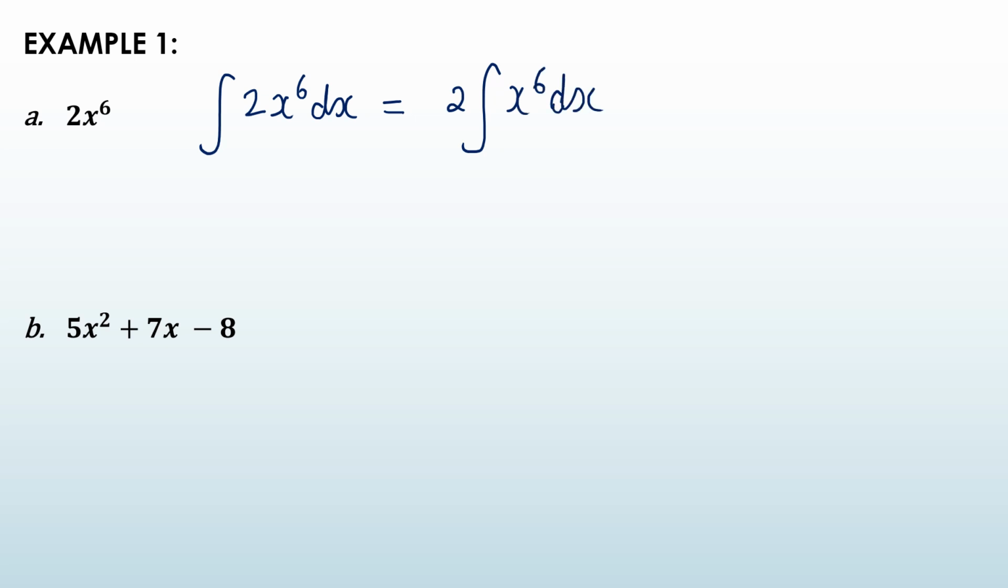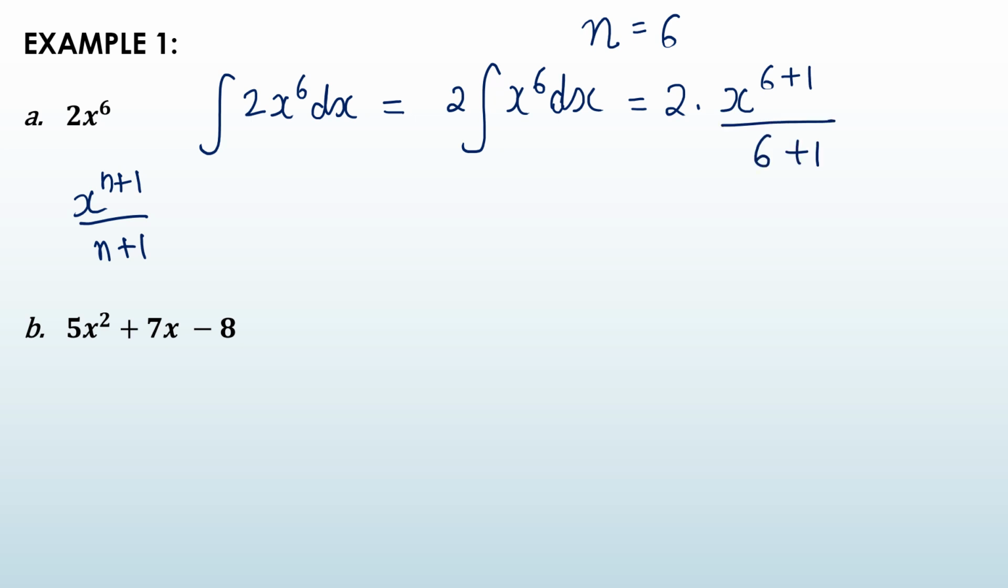And then, understanding that the n here is 6, we apply that formula, x to the power n plus 1 over n plus 1. So that gives us 2 times x to the power 6 plus 1 over 6 plus 1 plus the constant of integration. Now I simplify it: 2 times x to the power 7 over 7 plus c. So that's the final answer.